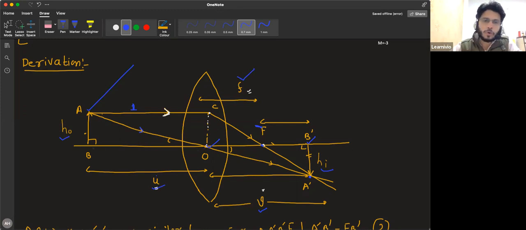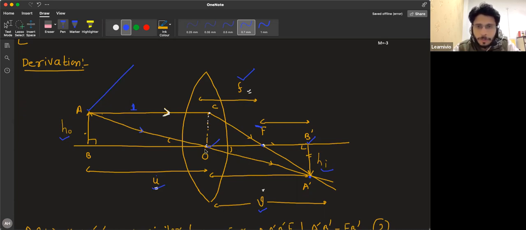So I'm repeating again. What is OB? OB is your object distance, which is U. What is OF? O to F is the focal length. Is this the first focal length or the second focal length? Second focal length. The point at which parallel rays converge is the second focal length. The first focal length is the position where if you place your object, then after refraction, the rays will become parallel. So the point at which parallel rays converge is the second focus, the second focal length.